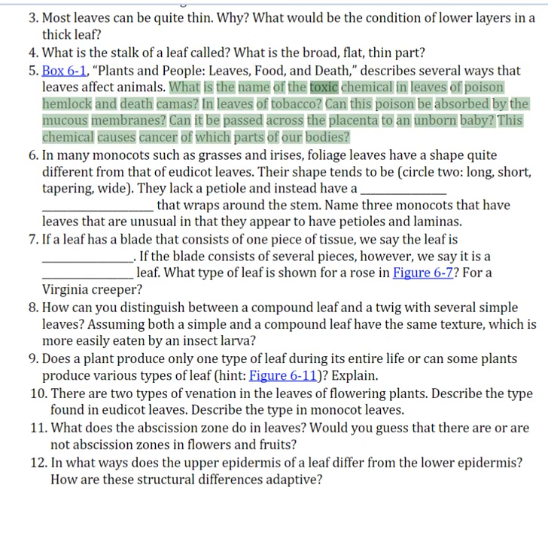What is the name of the toxic chemical in leaves of poison hemlock and death camas? In leaves of tobacco? Can this poison be absorbed by the mucous membranes? Can it be passed across the placenta to an unborn baby? This chemical causes cancer of which parts of our bodies?